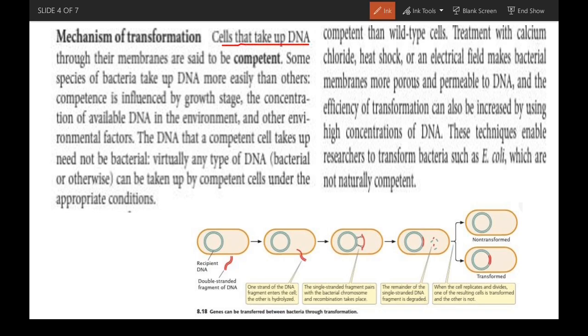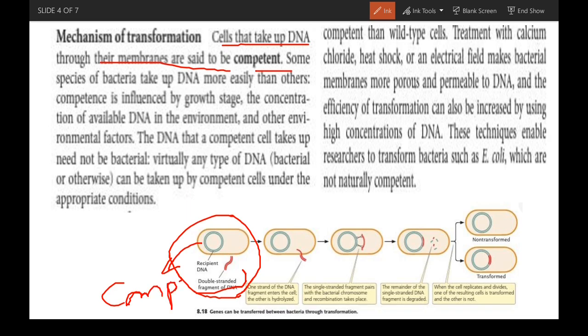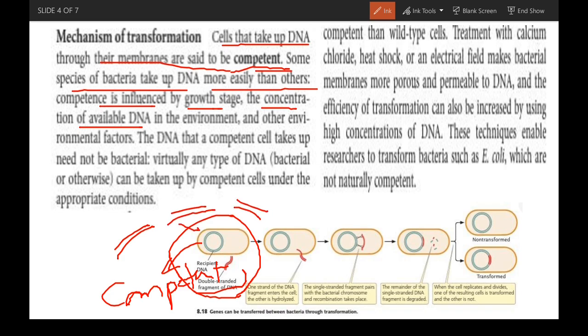So that is the mechanism of transformation. Cells that take up DNA through their membranes are said to be competent. For example, this recipient cell that is taking up a double stranded foreign DNA fragment is a competent cell. Some species of bacteria take up DNA more easily than others, of course. This competence is influenced by growth stage and the concentration of available DNA. If DNA molecules are very abundant in the surroundings, there are more chances for them to be taken up, while if there is a low concentration of DNA, there is less chance.